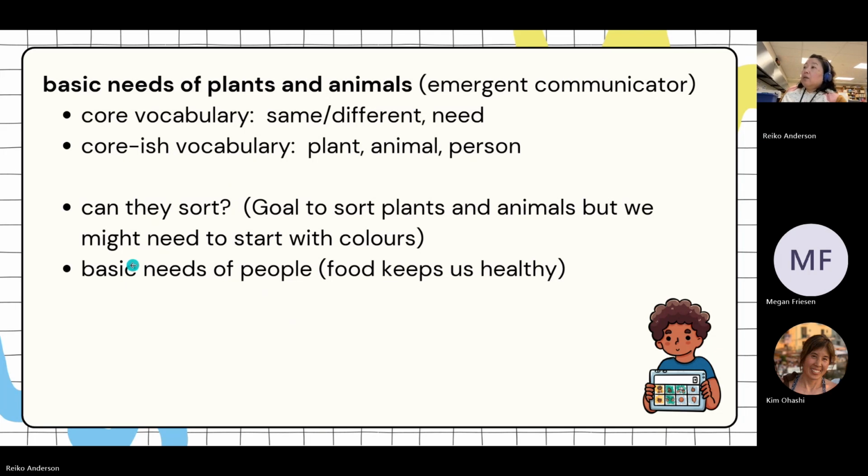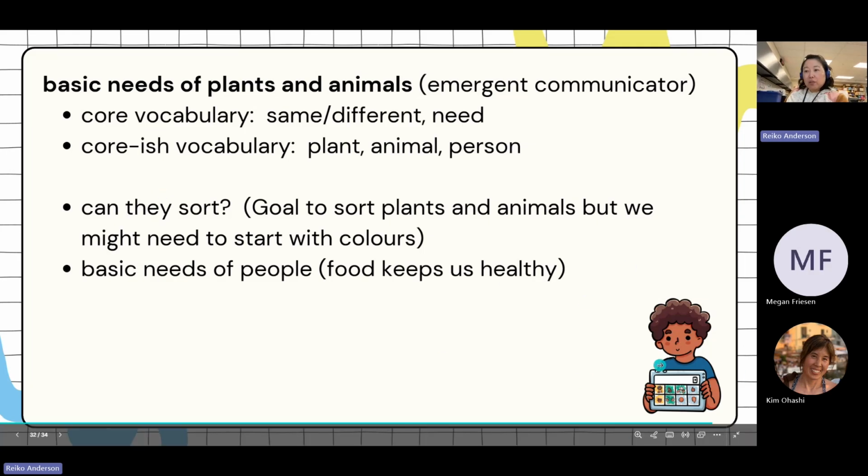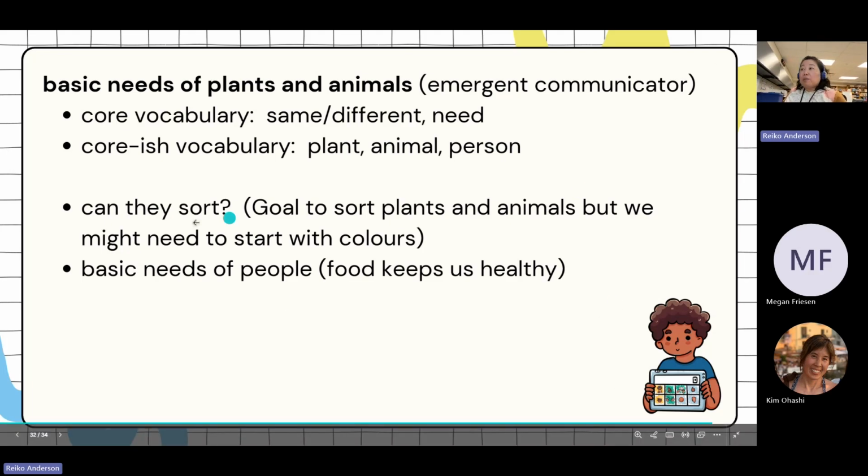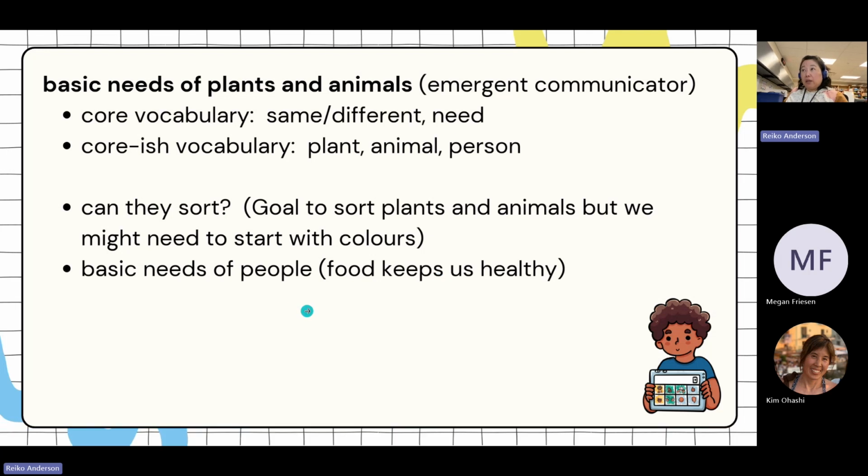So when we talk about basic needs, this is a little bit cause and effect, and I don't know what his comprehension of this is, but it'll be interesting to start probing this, right? So we need food to keep us healthy. I think bringing it back to basic needs of people, right? I think that often by kindergarten, most of the kids know, like, I need food to be healthy. But maybe our friend here doesn't know that. So maybe we just need to start with food keeps us healthy.